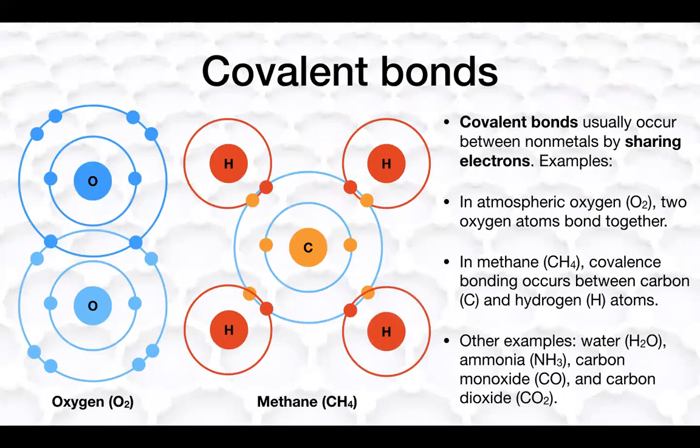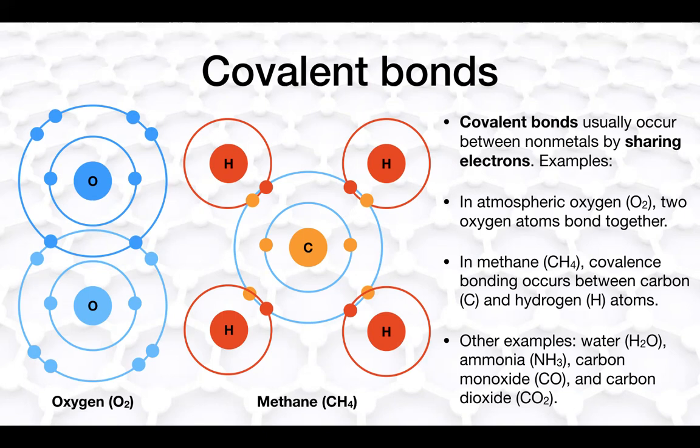A covalent, or electron sharing, bond commonly occurs between non-metals. Covalent bonds share electrons to complete the valence shell of the atoms involved. For example, oxygen, atomic number 8, has 8 electrons, 2 in the inner shell and 6 in the valence shell.